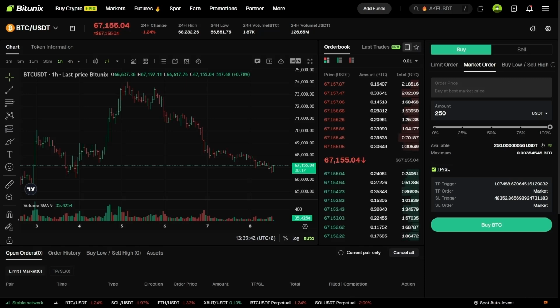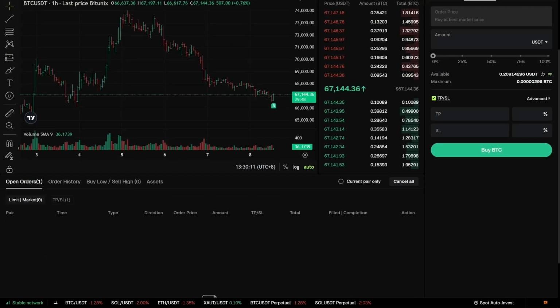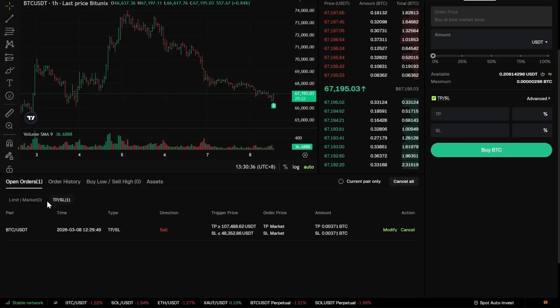Now that we've added our take profit and stop loss, we can buy BTC. We have placed our order. Under assets, we can now see our BTC buy. And under open orders is where we can see our take profit and stop loss order. Here's where we can modify it or cancel it.